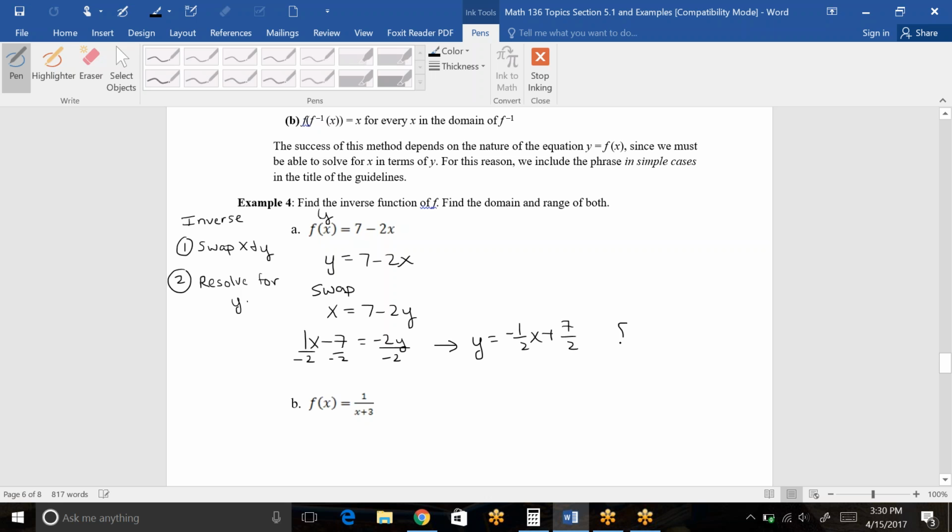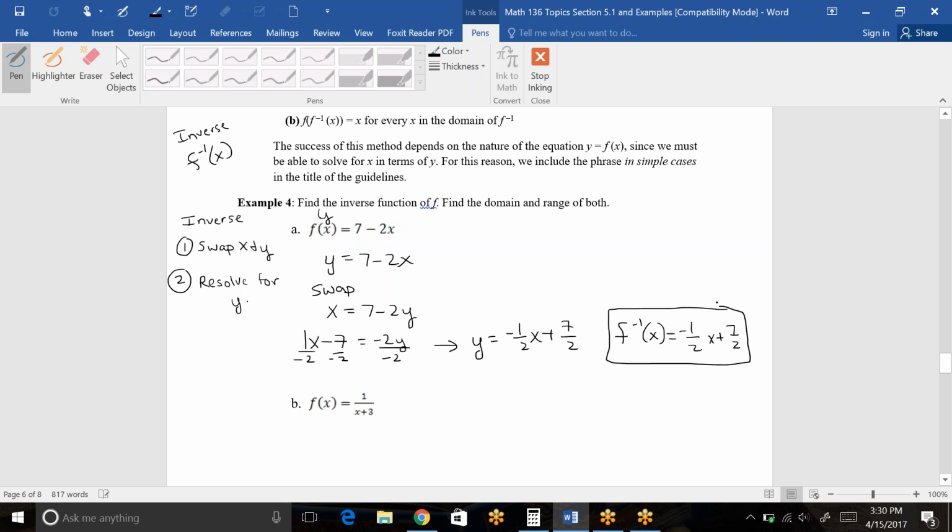Now, the last thing we usually do is we write that as f inverse instead of y, because this little negative 1, right there, means the inverse. So anytime you see that symbol, you're talking about the inverse. So this would be negative 1/2 x plus 7/2.